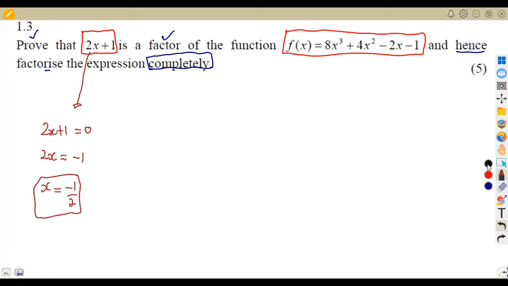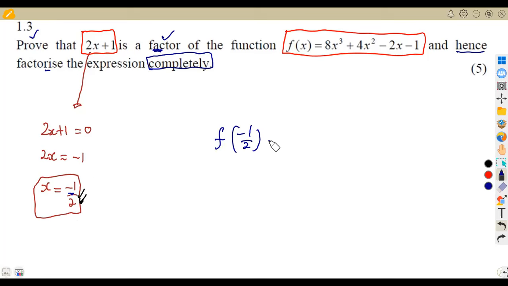So like I was saying previously, what you are going to do with this value of x is what is important. Finding this value does not matter. You can find this value, but if you don't know what to use it for, then it's going to be wrong. So they are saying it's a factor. The moment they say it's a factor, it means f of minus half must be equal to what?